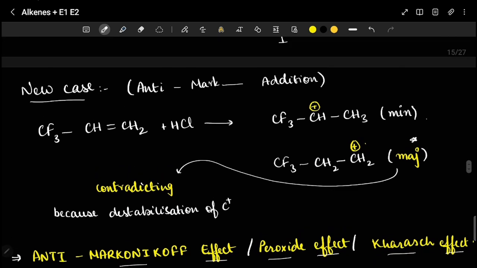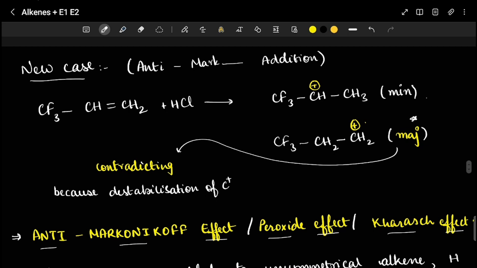A new case. There are some contradictory factors here, like this. Now we have a CF3 here. Fluorine is a minus I group, meaning it withdraws electrons. When it is a withdrawing group, when it is taking electrons, the stability of the carbocation is less. The positive charge on the carbocation is increasing.